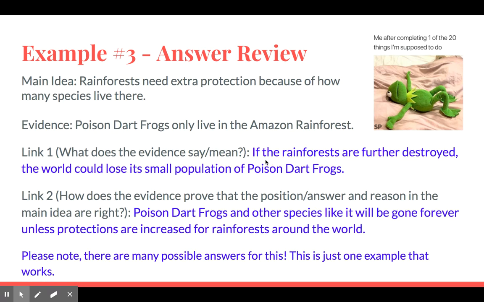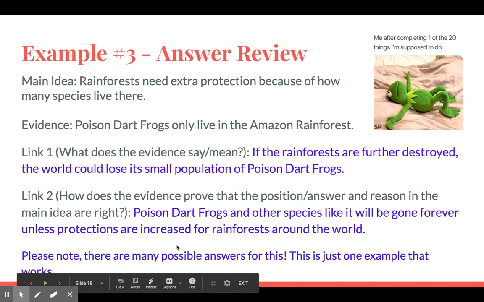Last one. Same main idea and evidence about rainforests and poison dart frogs, but what does this evidence mean? In my own words, if the rainforests are further destroyed, the world could lose its small population of poison dart frogs. So we're seeing this is one of the species that live in the rainforest, and what the consequences would be if they are further destroyed. Also, how does the evidence prove that our position or our answer that they need extra protection and the reason because these species need help are correct? Poison dart frogs and other species like it will be gone forever unless protections are increased for rainforests around the world.